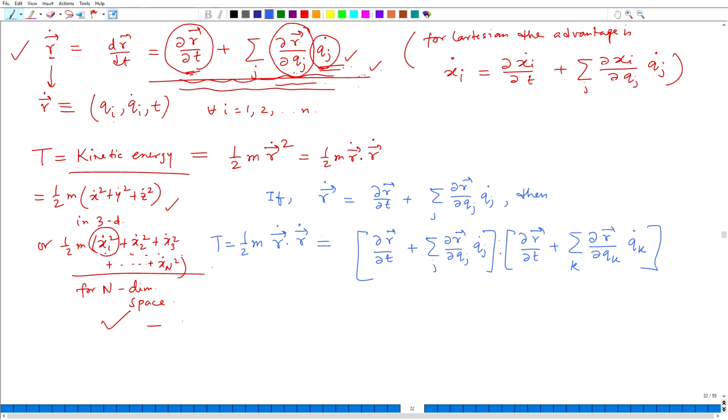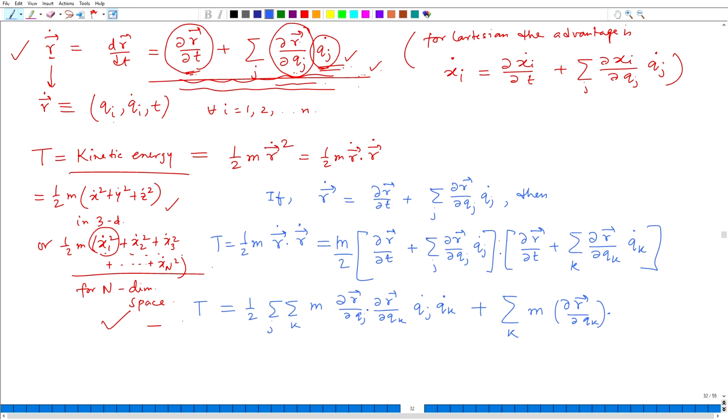So, it will be half m times this. So, it will be m by 2 the whole thing, and you will have finally the relation that T will be equal to half summation over j and k m ∂r/∂qj dot ∂r/∂qk, qj dot qk dot, plus summation over k m ∂r/∂qk dot ∂r/∂t, plus half m (∂r/∂t) whole square.